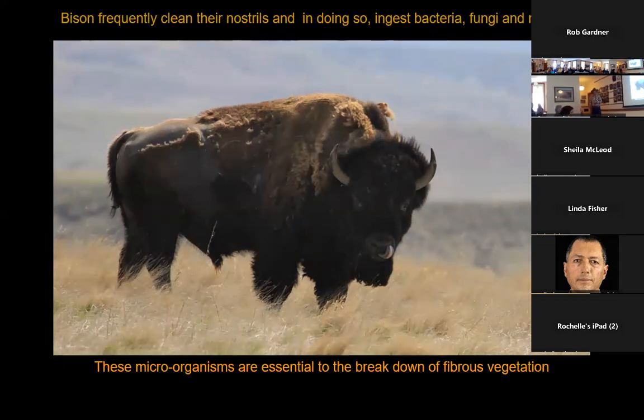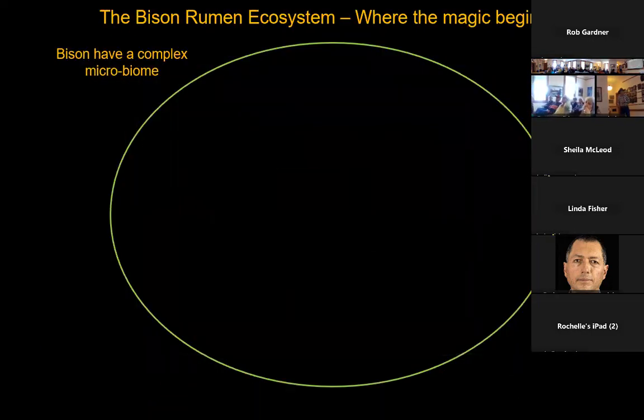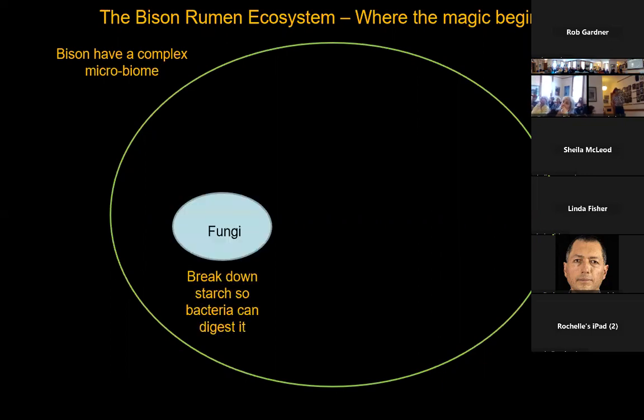These microbes are absolutely essential for all herbivores like these guys to break down the fibrous vegetation that they're eating. So here's a schematic of a bison's rumen. It's about, my apologies for using gallons, but it's about 45 gallons in volume. It's a massive thing.